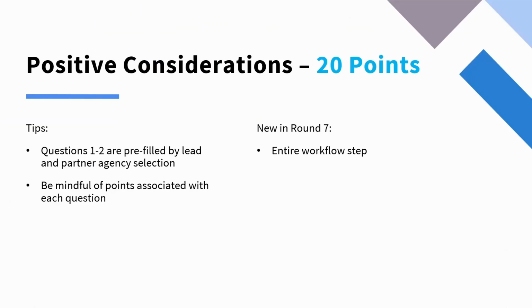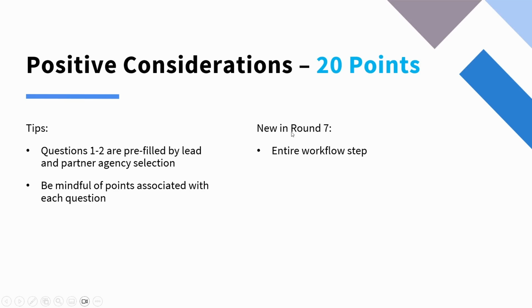Positive considerations is our first section to award points. You'll notice there's 20 points. I'm not going to go through which questions and how much each is worth in this walkthrough. That is located in the RFA if you have questions about that. Just be aware that questions 1 and 2 are pre-filled out, so you won't be able to change those. Those are automatic based on who the lead and partners are.